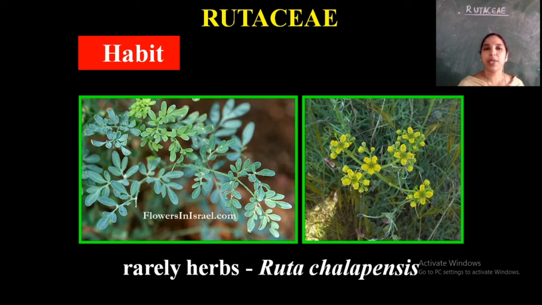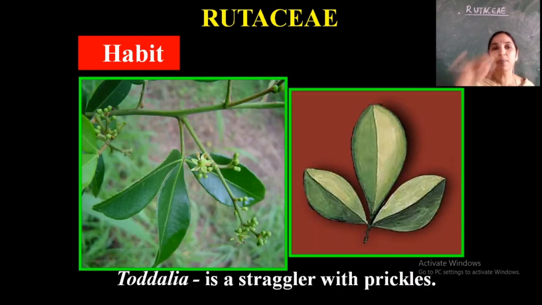Then there are other peculiar members, the herbaceous members, like two members. One is Ruta graveolens. The term Rutaceae comes from this plant, Ruta, which is a herb. Another one is a straggler. Straggler means moving like this. That is Toddalia. Toddalia is a straggler. You can see it is a common one occurring widely. Toddalia has prickles. You can see the prickles occurring in Toddalia.